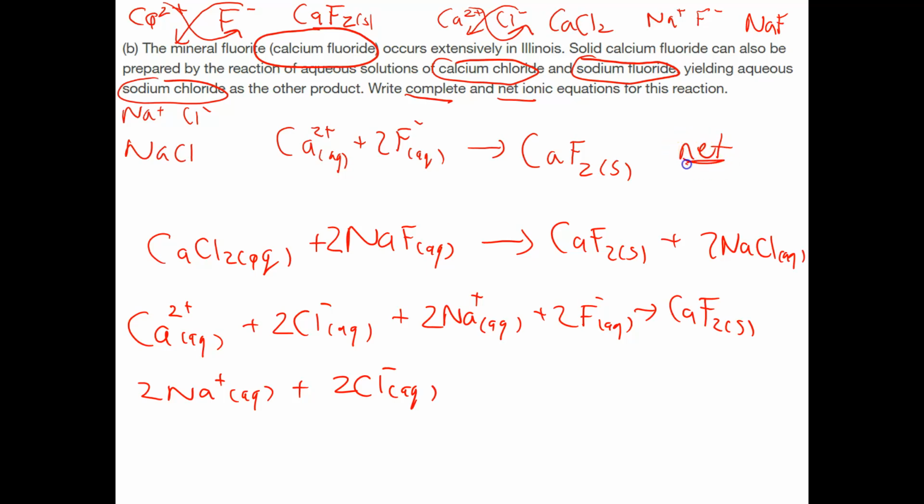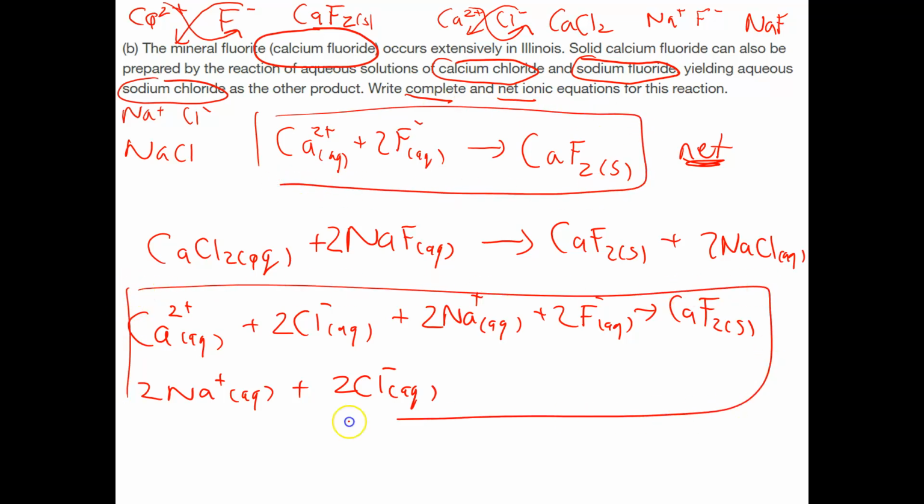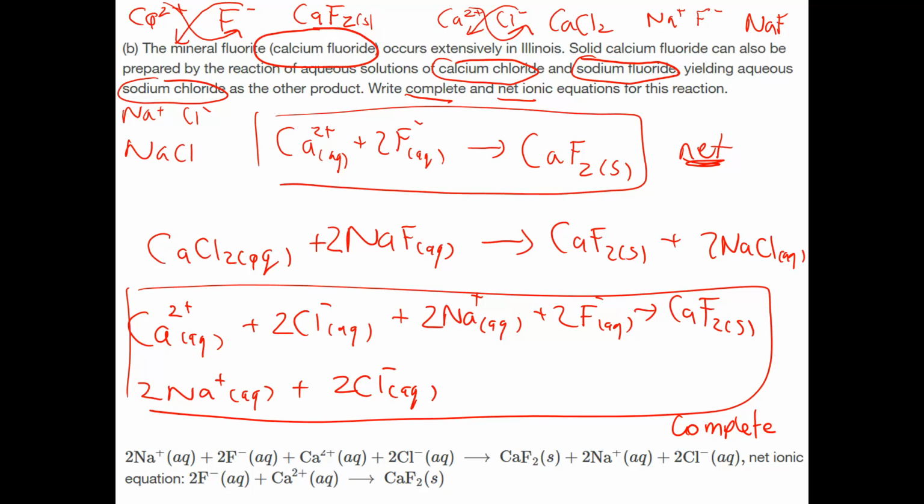So there's the net ionic equation. And then this guy here is the complete, or sometimes people call it the total ionic equation. And we can check our answer against what OpenStax has. And sure enough, we got it correct.